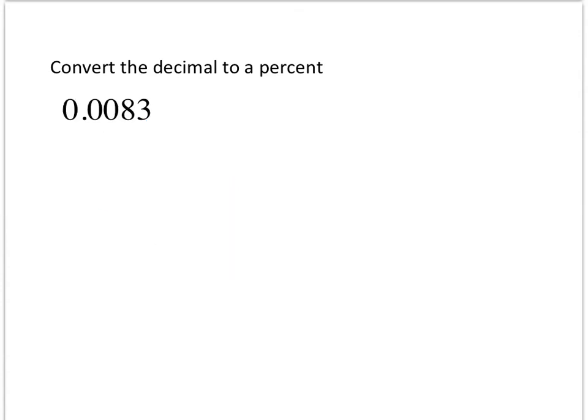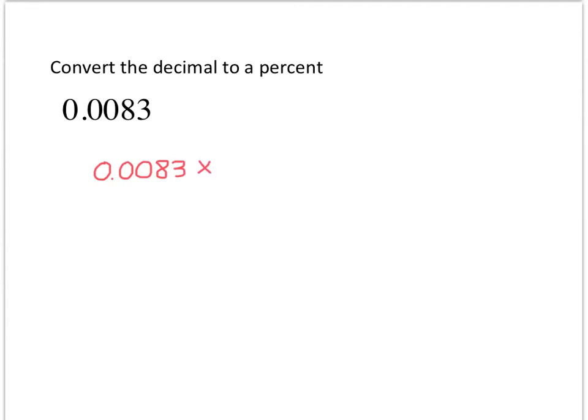One more problem. I'm asked to convert the decimal 0.0083 to a percent. Now this is a very small value, so I'm expecting a very small percent. Let's see if that's true. Because I'm converting a decimal to percent, I'm going to multiply by 100.